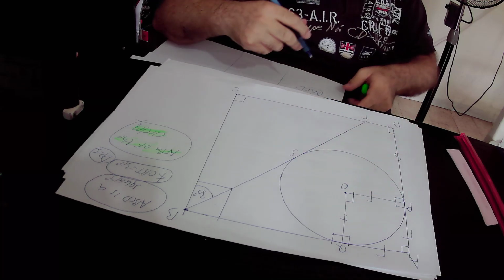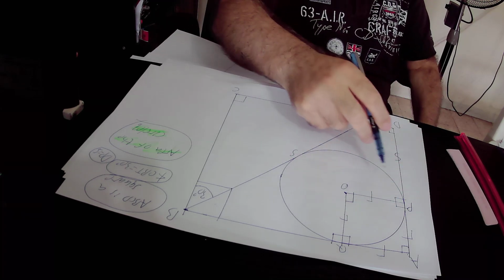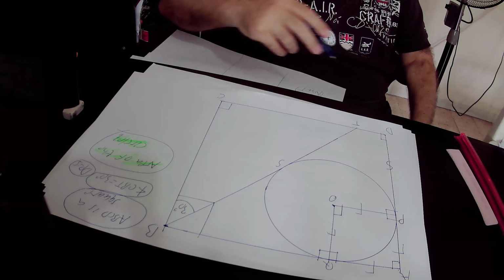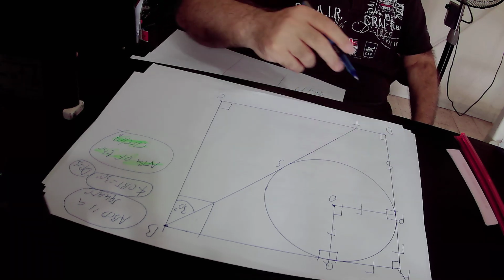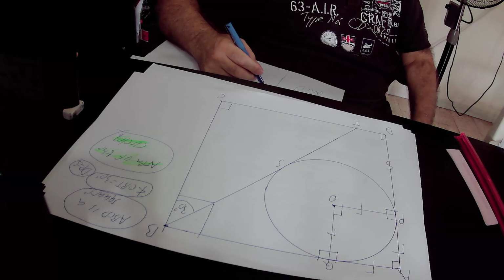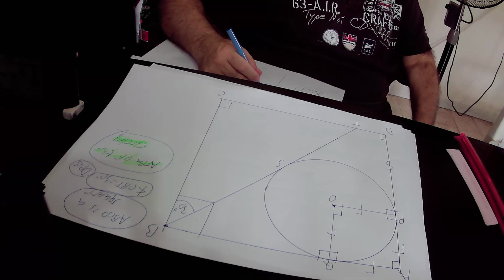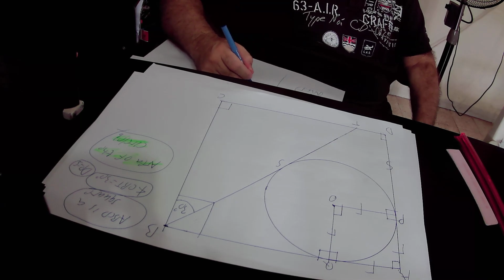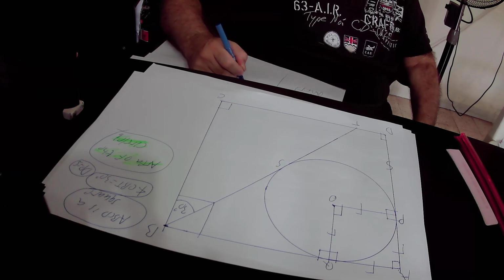So actually, quadrilateral AQPO is not just a rectangle but a square because all of its sides are equal to each other, they are equal to R. We can write down that quadrilateral AQPO is a square.